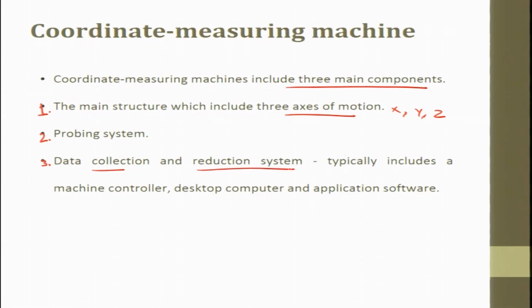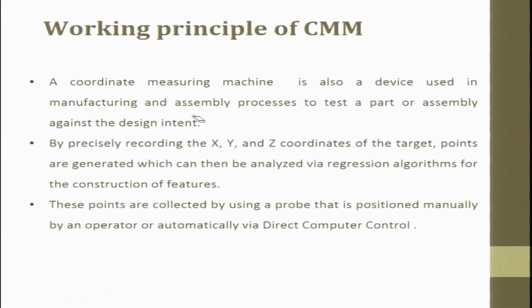Data collection and data reduction means we clean the data. This typically includes a machine controller. The machine controller is our UCC, a desktop computer and application software. Now, the working principle of CMM. A coordinate measuring machine is a device used in manufacturing and assembly processes to test a part or assembly against the design intent. What is our design intent? Against that we test whether our part or assembly meets it or not.